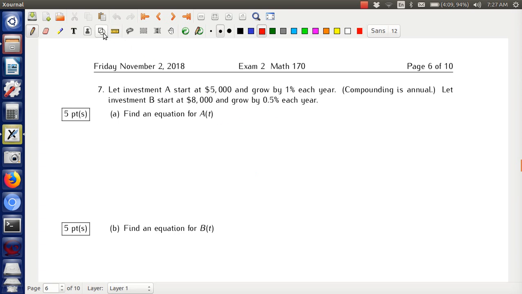For investment A, you start at 5,000 and grow by 1% each year. So A is a function of T, and you merely put the initial investment here, and the growth rate is 1 plus 1%. So you write 1.01. That's the total growth rate. When you say it grows by 1%, the multiplier is 1.01. And you just put a T on here to mean regular old boring annual growth.